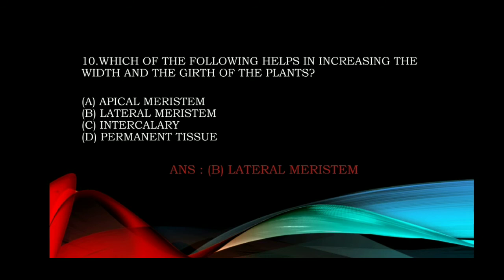Because apical meristem will help in the increase of the height, and also intercalary meristem will also help to increase the height. So the lateral meristem will be helping the plants to increase the width or the girth of the plants.